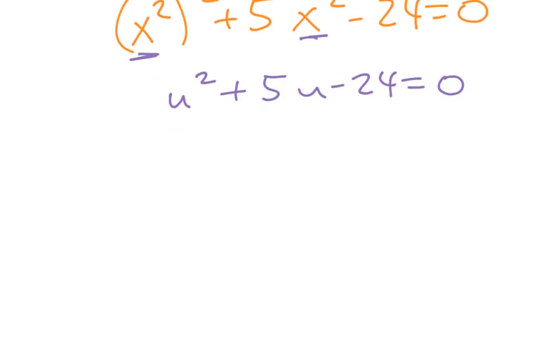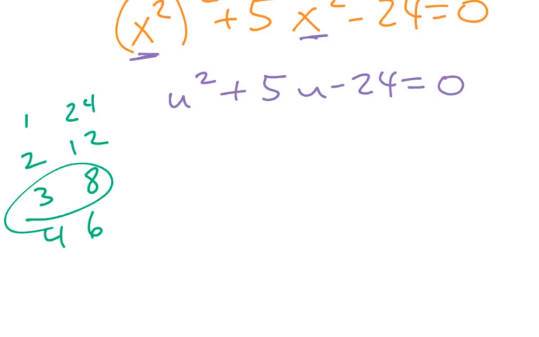So we ask ourselves, what times what is 24? Well, there's a lot of different things that work with 24. You can do 1 and 24. You can do 2 and 12. You can do 3 and 8. You can do 4 and 6. And I'm going to choose 3 and 8, and the reason why I'm choosing 3 and 8 is because 8 minus 3 is 5.